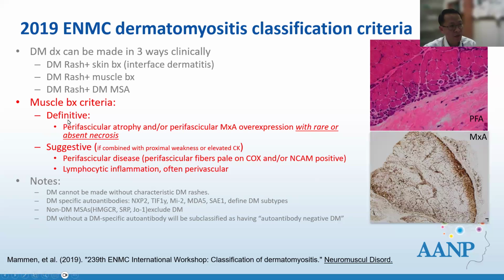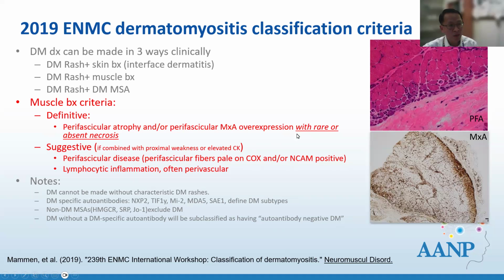Relating to the pathology criteria, there are two definitive criteria and two suggestive criteria. The definitive criteria are perifascicular atrophy or perifascicular MxA overexpression, as shown in the figure. This is perifascicular atrophy, usually uniformly involving fascicles along the full length of the fascicle. And this is MxA expression in myofibers. It's the myofiber expression that's important, not the capillary or inflammatory cell staining.